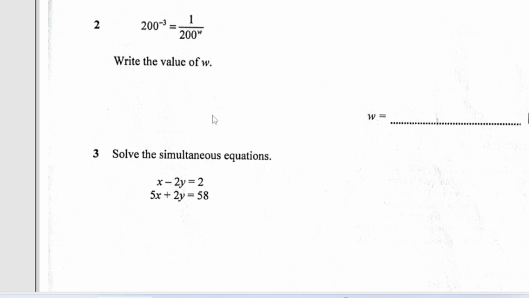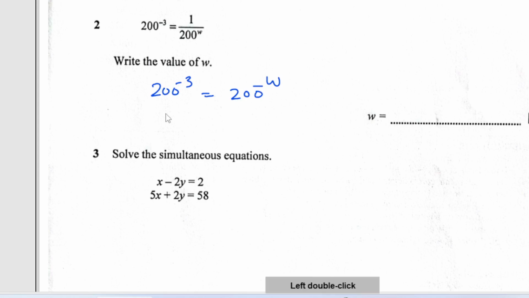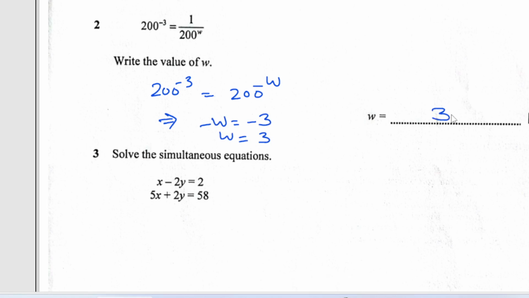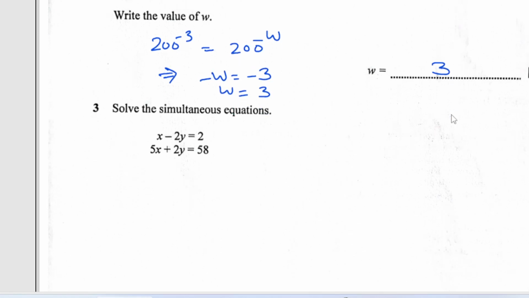Now number 2, we have 200 power -3 equals, this I can write down as 200 power -w. If you see, the base is the same, so that means the exponent is going to be the same. So we are going to have -w is equal to -3, meaning that w is equal to 3. So the final answer is 3.